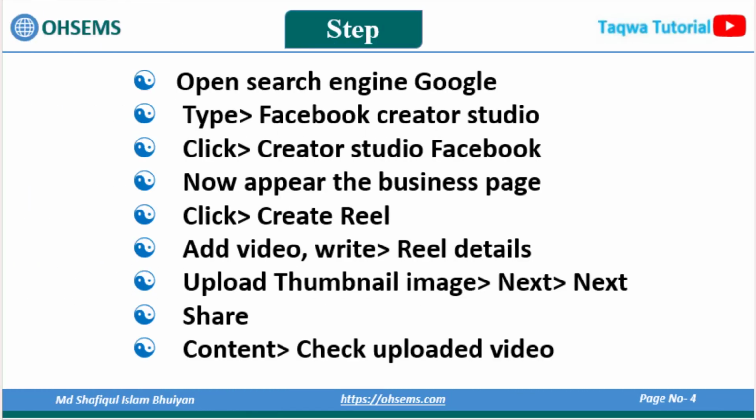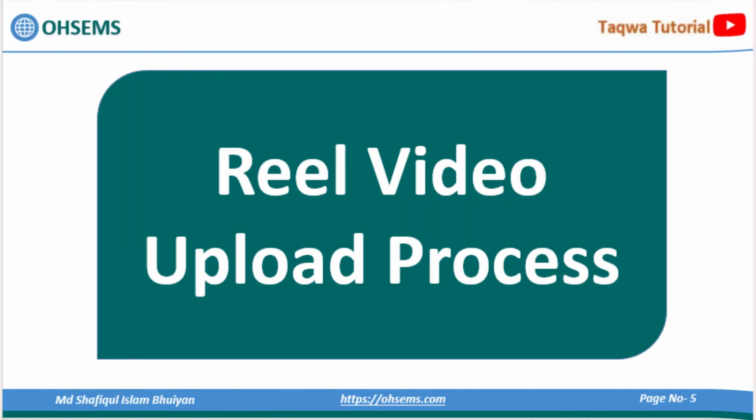Step one: open the search engine Google. Type Facebook Creator Studio. Click Creator Studio Facebook. Now the business page appears. Click Create Reel. Add video, write reel details. Upload thumbnail image. Next. Share. Content. Check the uploaded video. Reel video upload process.